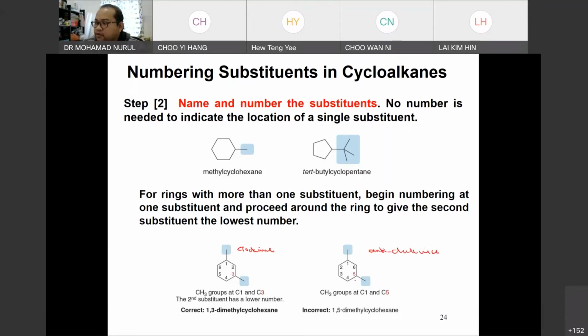Okay, so for this one, if we start anti-clockwise, the second substituent gets the highest number, which is number 5. And this one, if we follow the clockwise direction, gets the lower number, which is number 3. So for this one, it's better to follow the direction that gives the second substituent the lowest number, okay, lowest number, or you can say lowest priority also, okay.